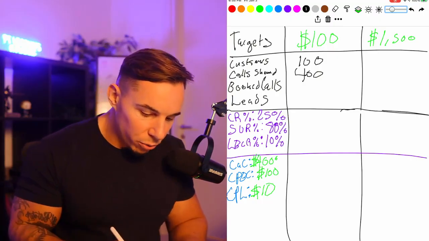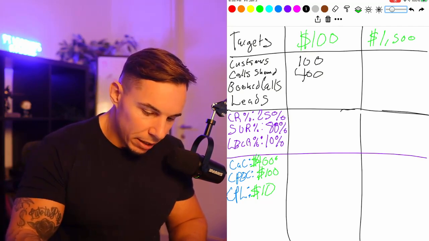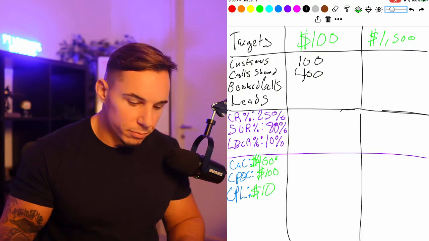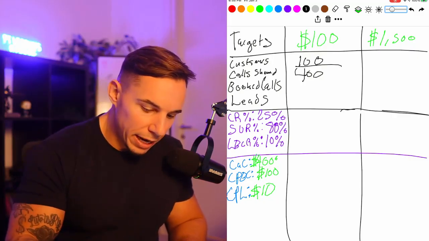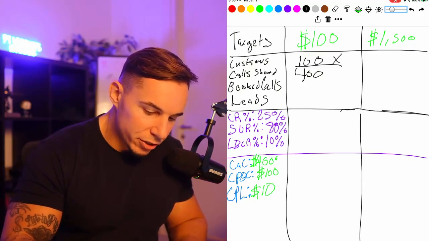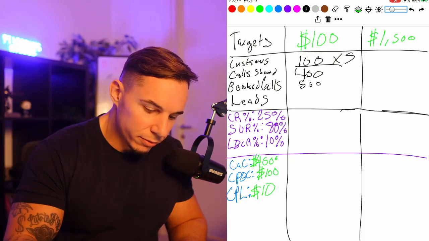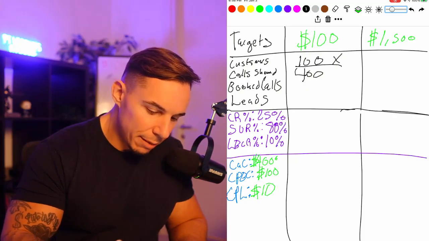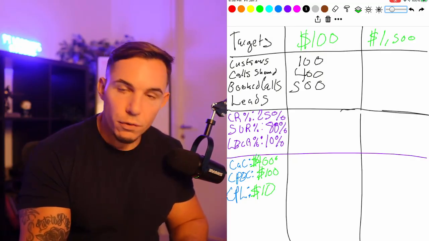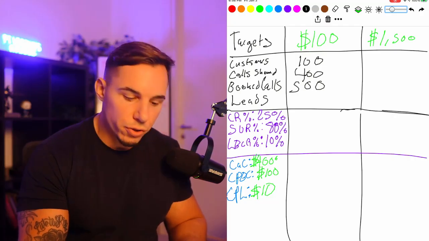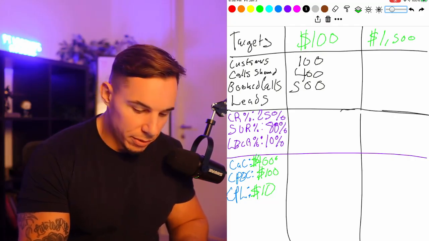Now, we also know that only 80% of people are going to show up, which is 4 out of 5 calls. So instead of multiplying this by 4, we multiply it by 5. So we actually really need 500 sales calls for us to even get 100 customers, because 4 out of 5 show, which means 400 calls show up and 100 of them actually become customers.